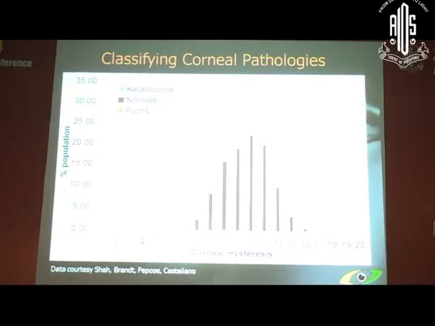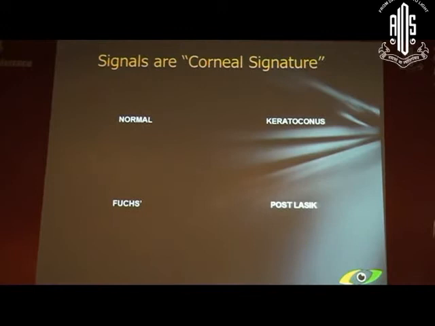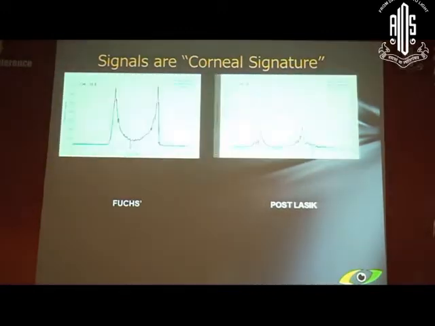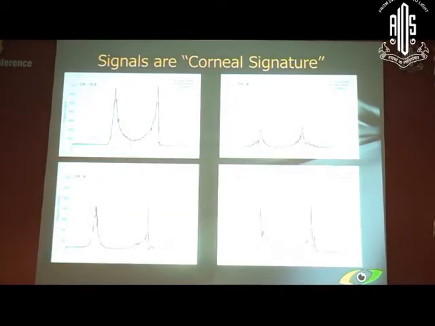Look at how we classify corneal pathologies. This is the normal population, where we have hysteresis values between around 11 and 12. And you look at keratoconus, which is a population of thin corneas, and Fuchs dystrophy, a population with thick corneas. But they both have low hysteresis. They both have corneas which will not respond in the appropriate fashion when treated. The signals are the corneal signature. These are the signals we get from these machines.